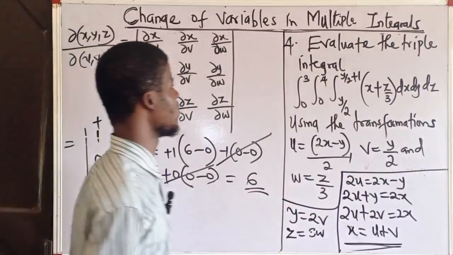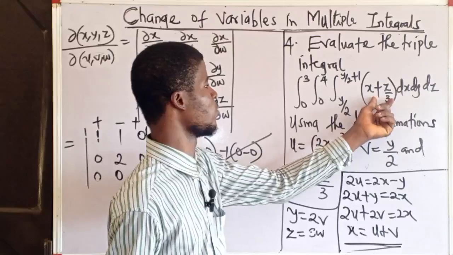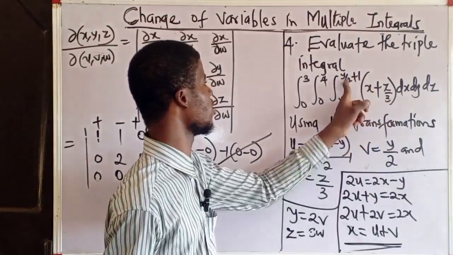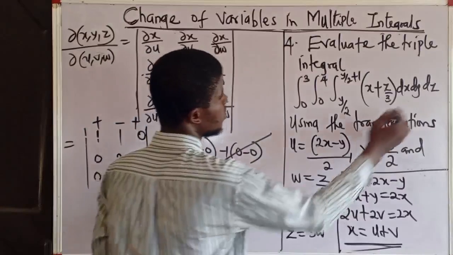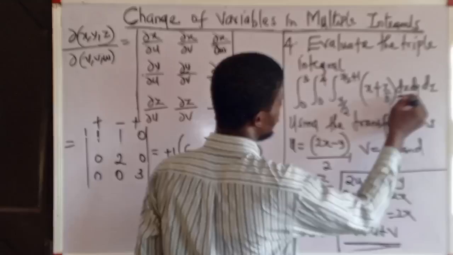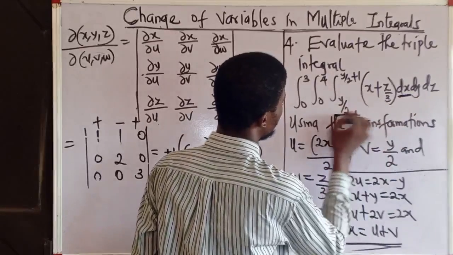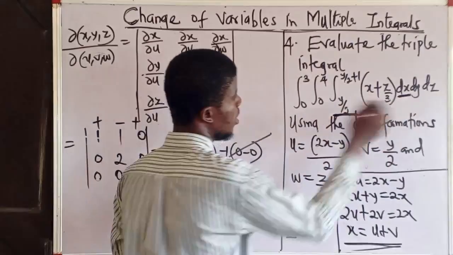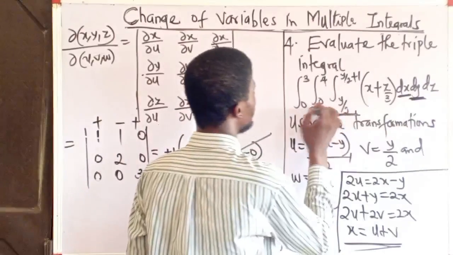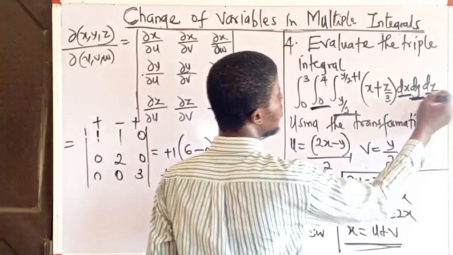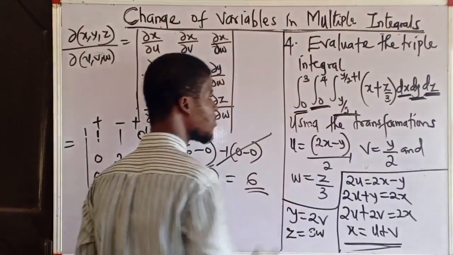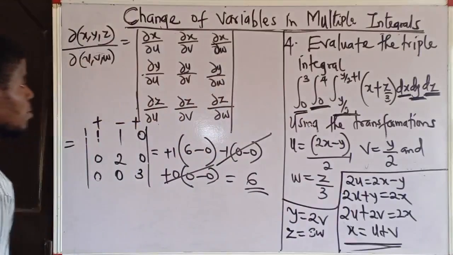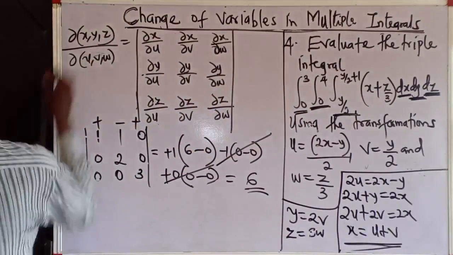We are not only going to transform this function here, we're also going to transform the limit. The x comes first. It means that this first limit is for x. The y comes second. This is for y. The z comes last. This is for z. So see how I'm going to do it now. Let me keep this somewhere. Let me keep it here.